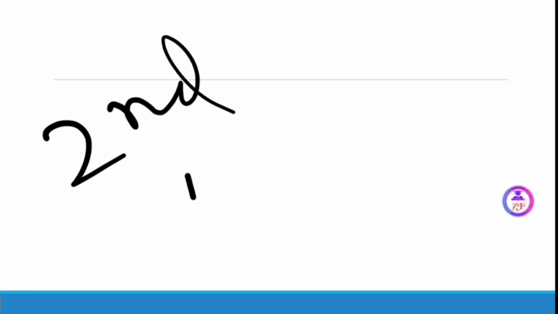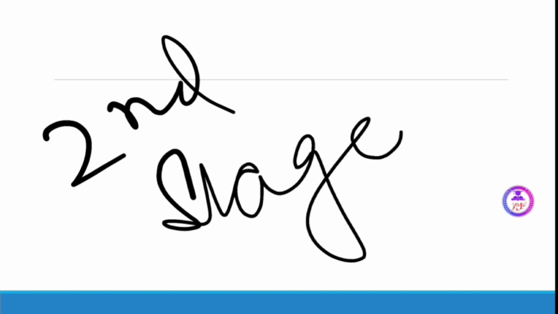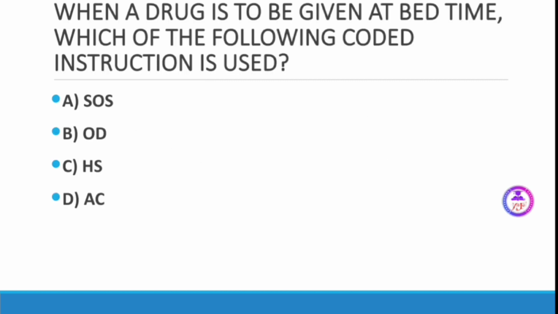Here the answer is the second stage of labor. The second stage of labor में baby is expelled, and immediately after the expulsion of the baby, the third stage starts in which the delivery of placenta happens.